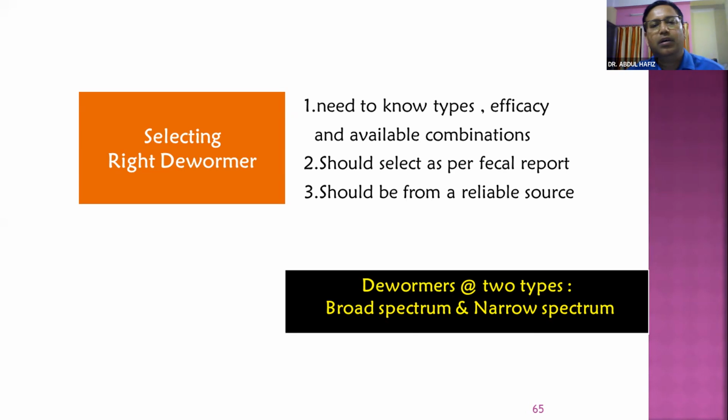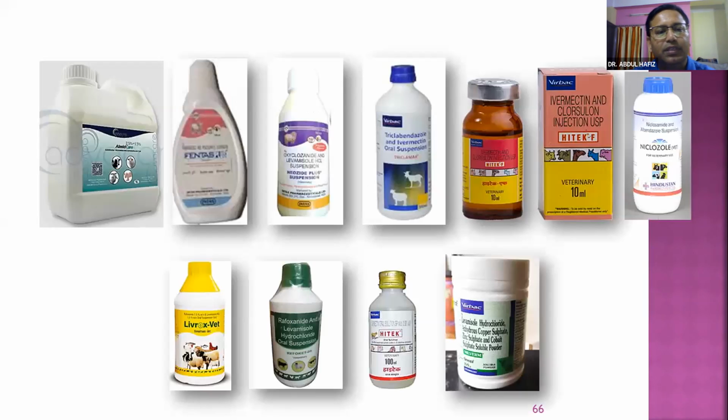Every drug is not effective for all parasites. I have told that for fasciolosis the drug of choice is triclabendazole, for amphistomosis it is oxyclozanide, and for GI nematodes albendazole, fenbendazole and the like. These are the common commercially available anthelmintics.